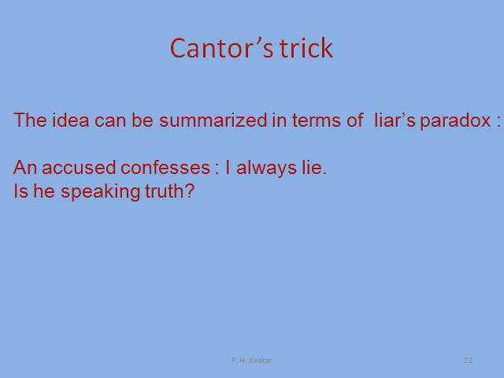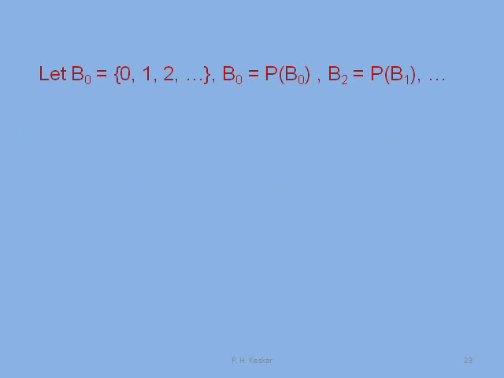So in layman's terms, this paradox is explained, but a similar idea can be used to show that the power set of A has more elements than A itself. So you can keep on building bigger and bigger infinities. You start with this 0, 1, 2, etc. This is your infinite set B0. If you consider its power set, let us call it B1. Now B1 has still more elements than B0. If you consider the power set of B1, that will have more elements than even B1.